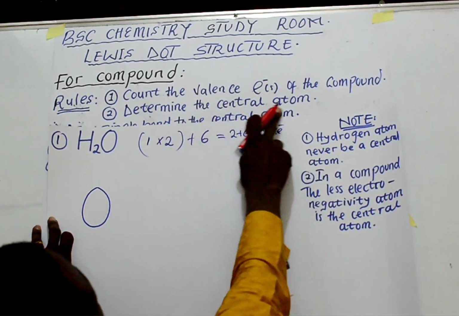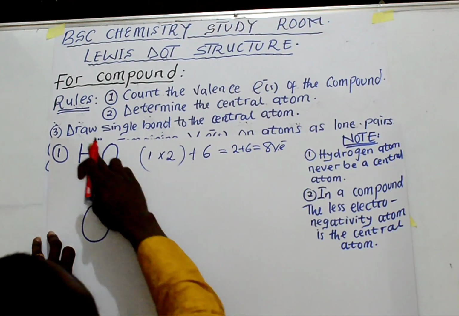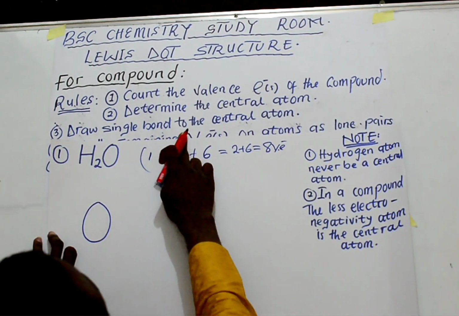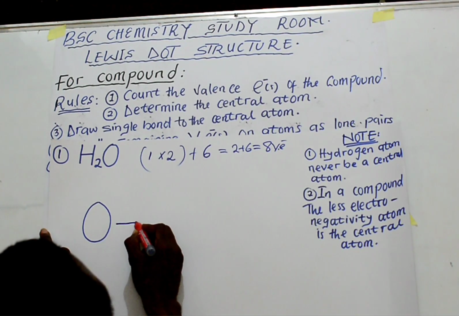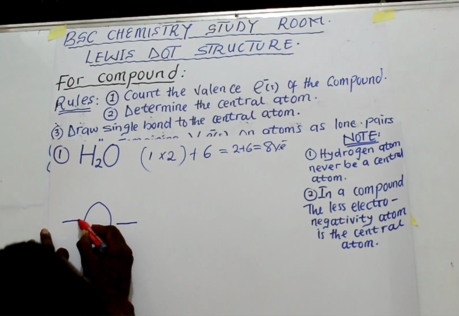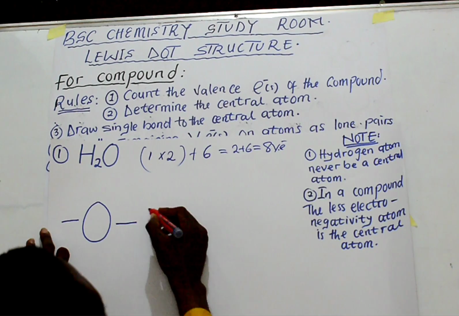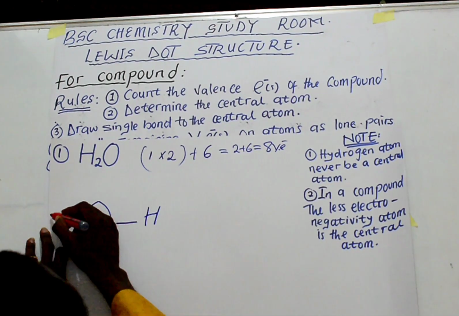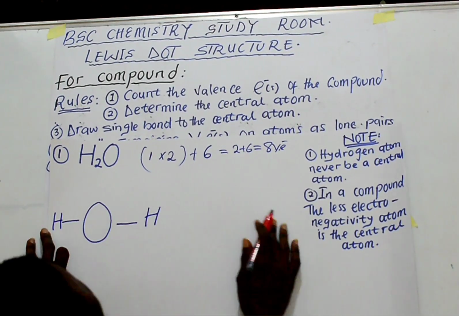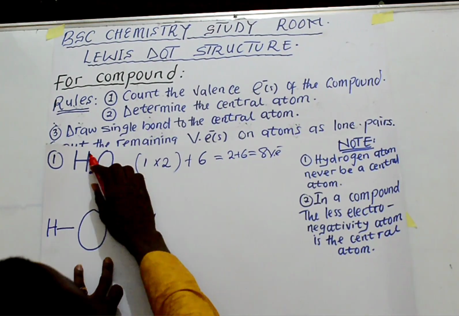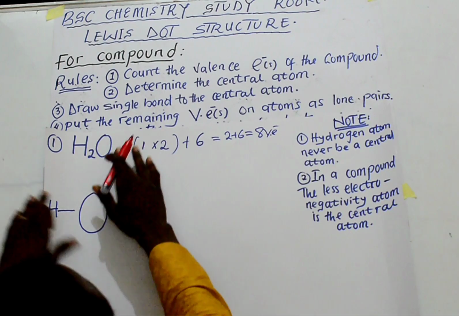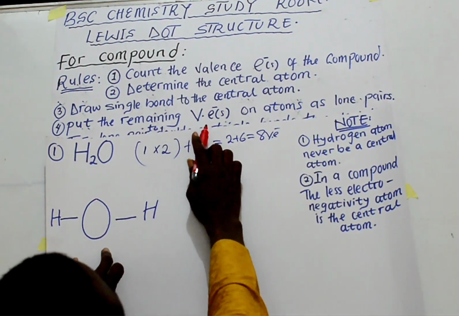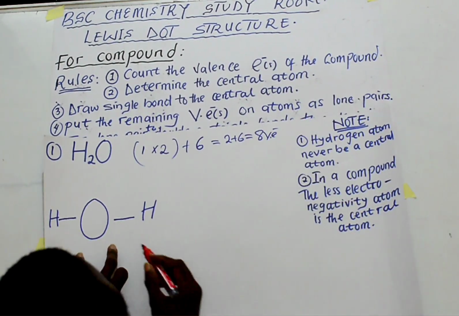Then step number 3 says draw single bonds to the central atom. Then we are to draw single bonds to the central atom for the terminal atom hydrogen, H. Now let's move to step number 4. Step number 4 says put the remaining valence electrons on the atoms as lone pairs.